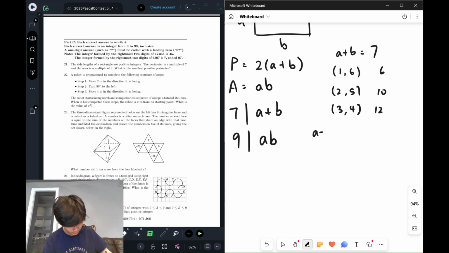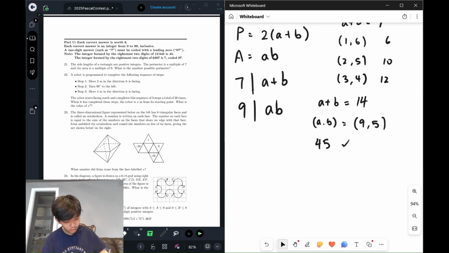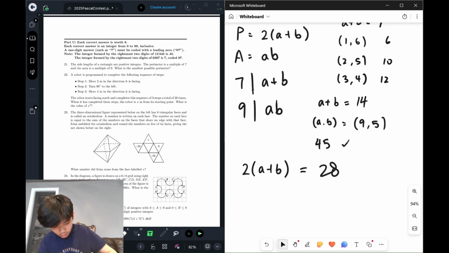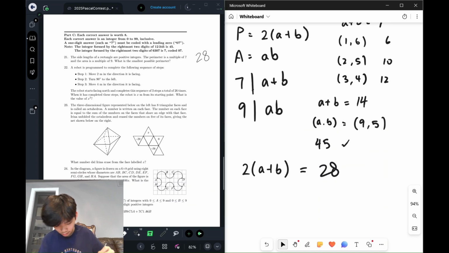So now let's try a plus b equals 14. If a plus b is equal to 14, notice that we can take a times b to be equal to 9 times 5, and the area is going to be 45, which is a multiple of 9. Thus, our answer is the perimeter, which is 2 times (a plus b). Remember our factor of 2, don't put 14 as the answer. This is 2 times 14, which is 28.